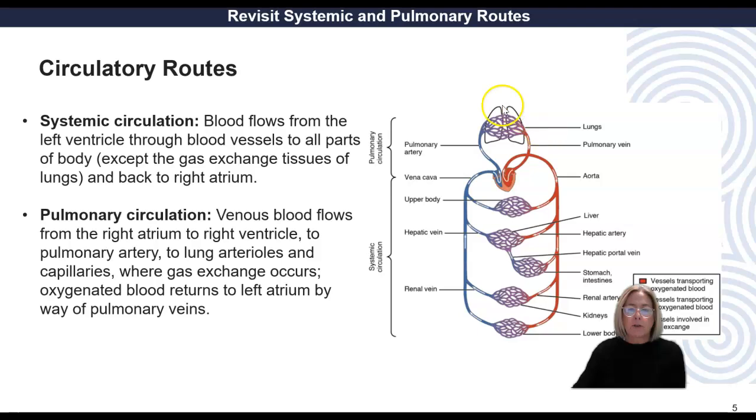And it's in the capillary bed, in the lung tissue then, where gas exchange occurs. And of course, oxygen is going to enter the pulmonary capillaries and carbon dioxide is going to leave. That oxygenated blood then, of course, returns to the left side of the heart again via these pulmonary veins.